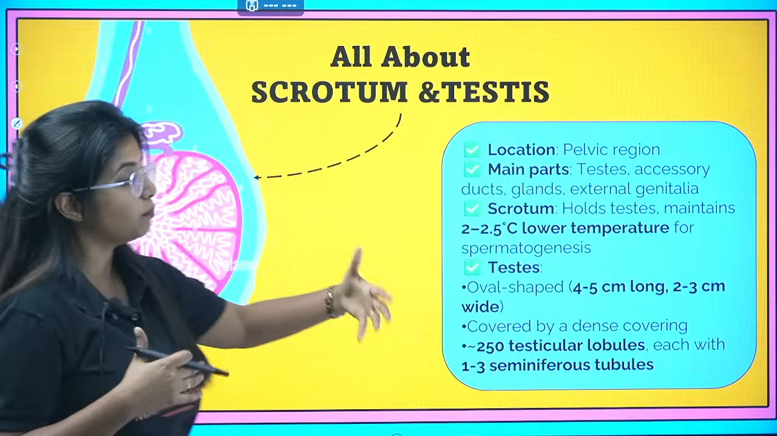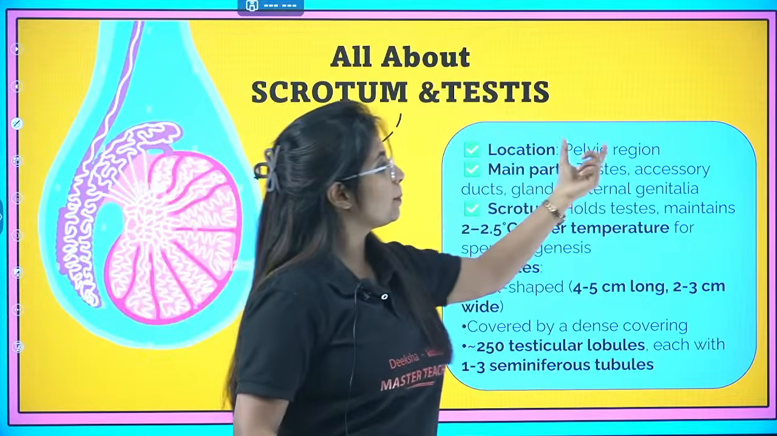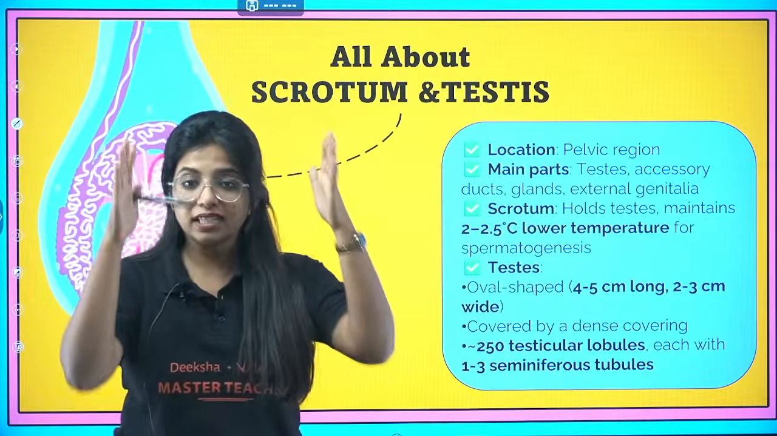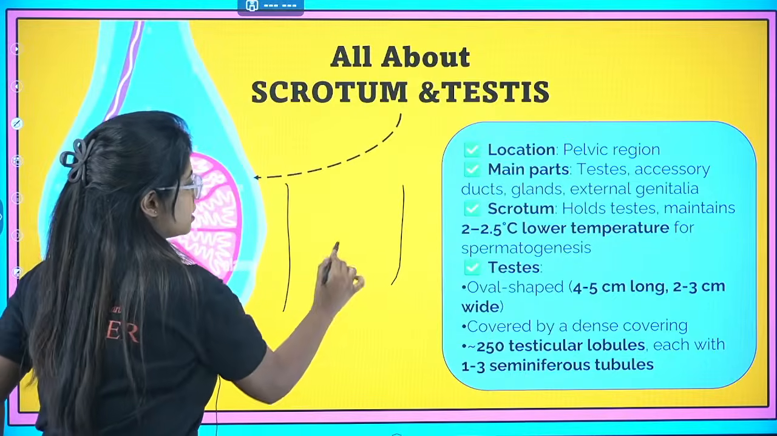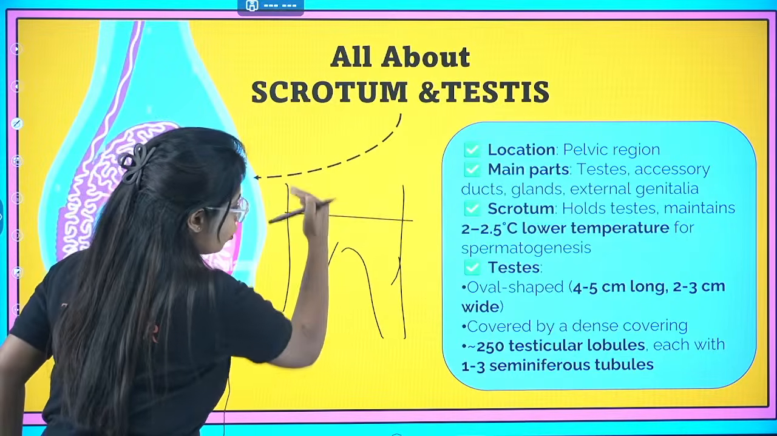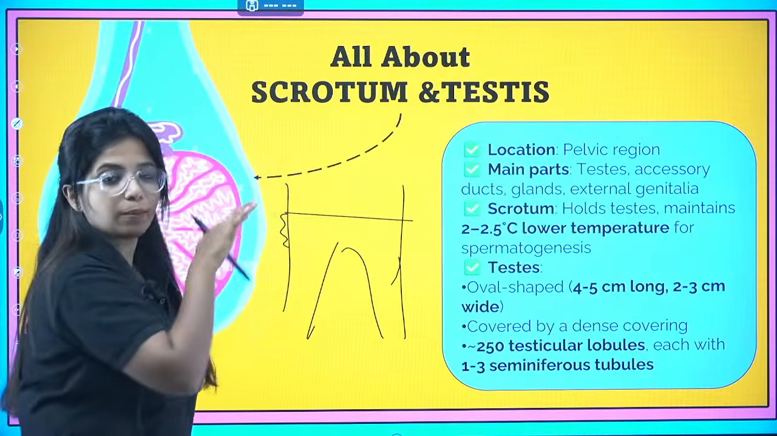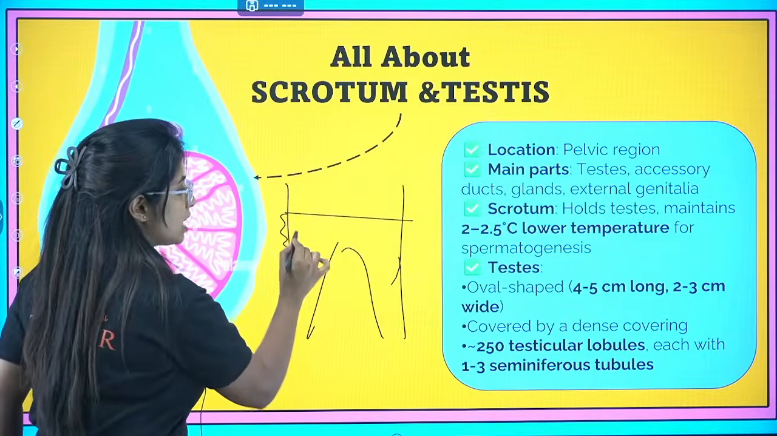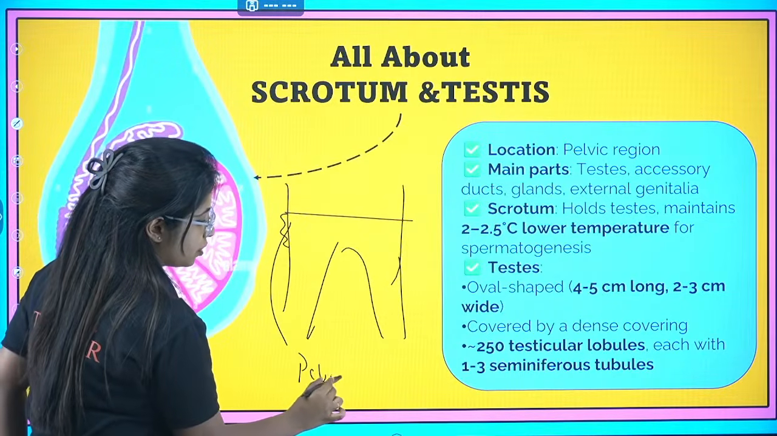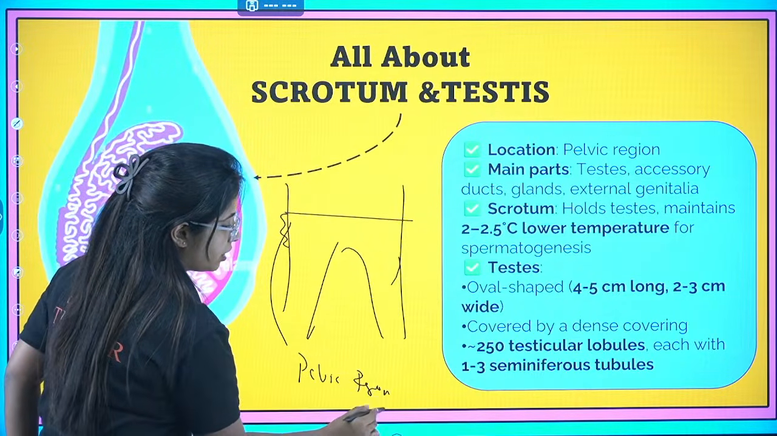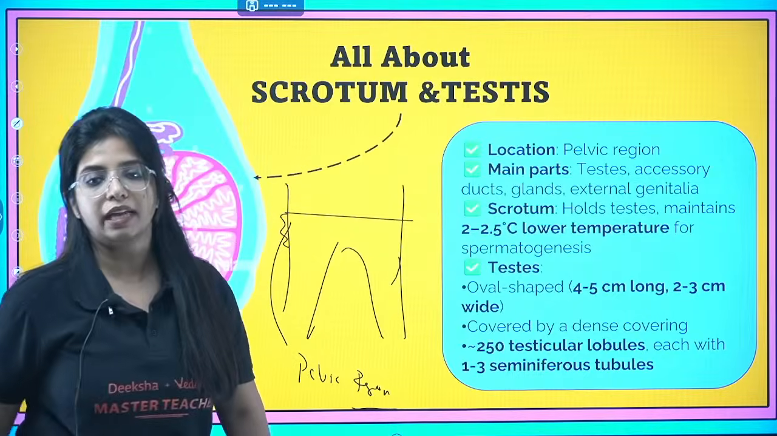So now going ahead with the next thing, as I said, we were talking about testis and we need to know more about it. So location is in the pelvic region. What do you mean by pelvic region? As I was saying, this is the abdominal region, the region more towards the lower part. It comes under the abdominal cavity itself. This region has a specific name. It is known as the pelvic region. Please know it is a part of your abdominal cavity itself.